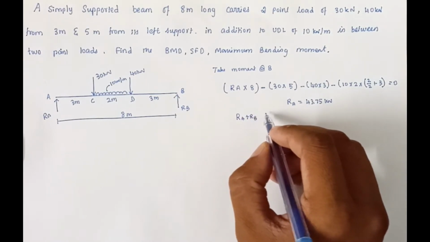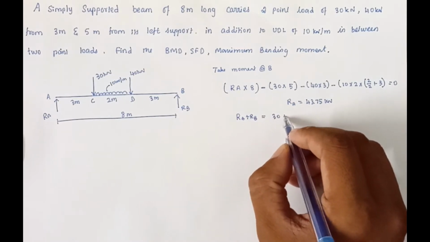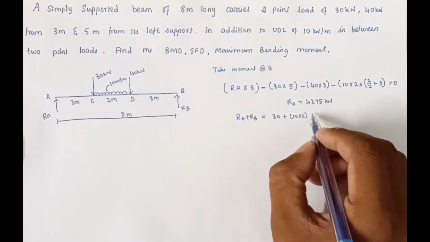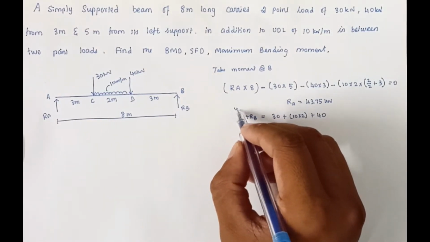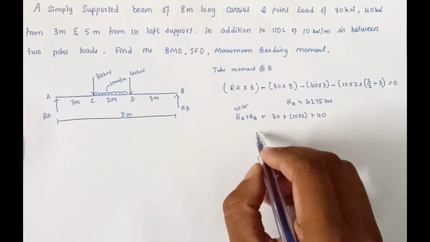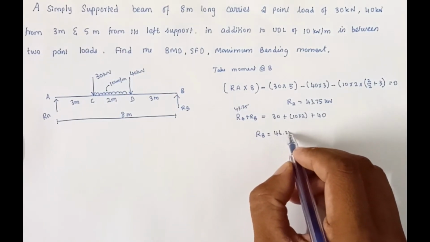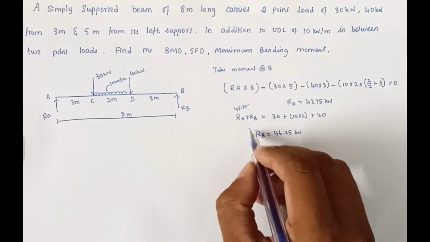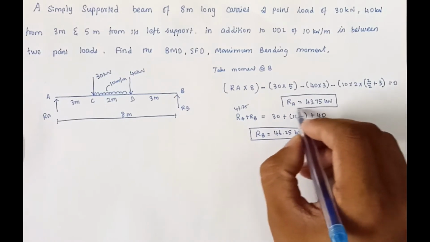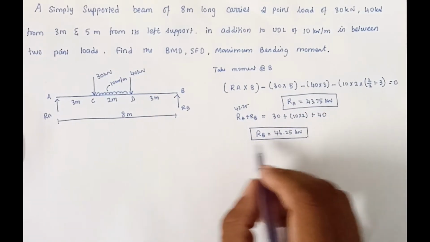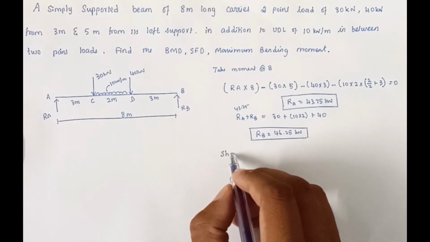Again we know sum of upward forces equal to sum of downward forces. So RA plus RB is equal to 30 plus 10 into 2 plus 40. We know RA value is 43.75, so solving this equation, RB is equal to 46.25 kilonewton. So now we have found RA and RB. Next we move to shear force.